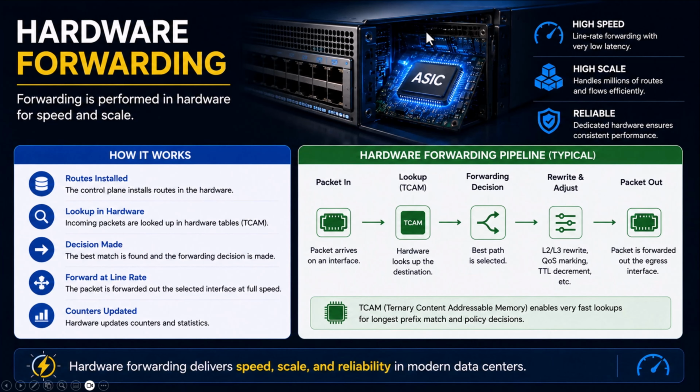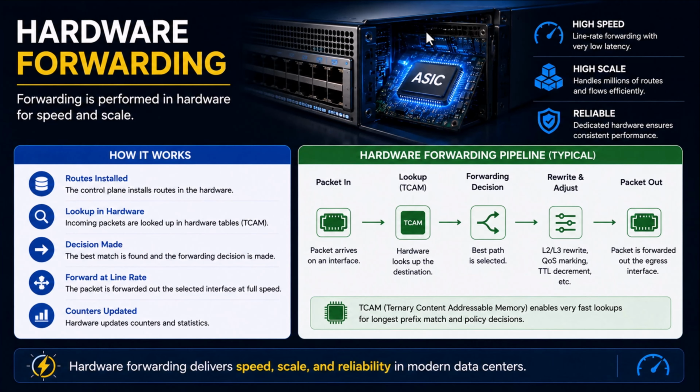Cisco Nexus switches are designed for very high-speed data center traffic. They cannot send every packet to the CPU and ask the CPU what to do. That would be far too slow. Instead, forwarding is performed in hardware. Specialized chips, usually ASICs, perform the forwarding lookups. The control plane installs route information into hardware forwarding tables.